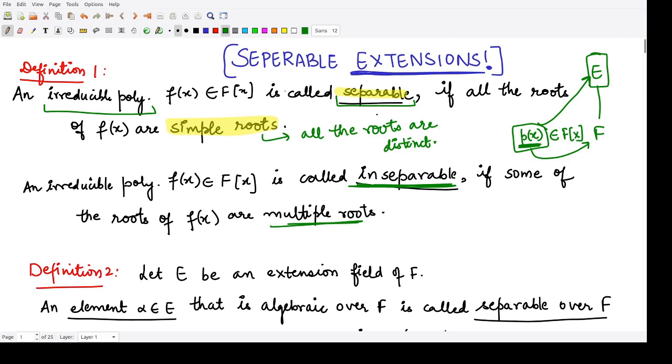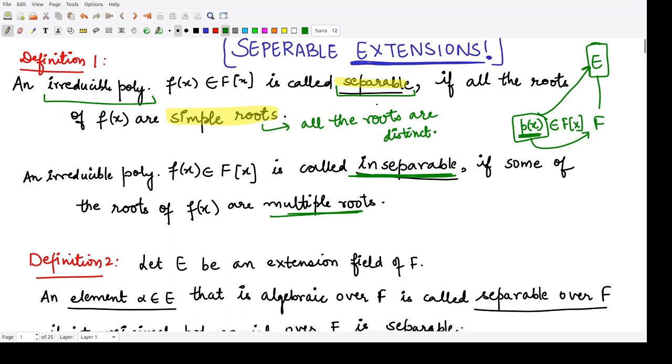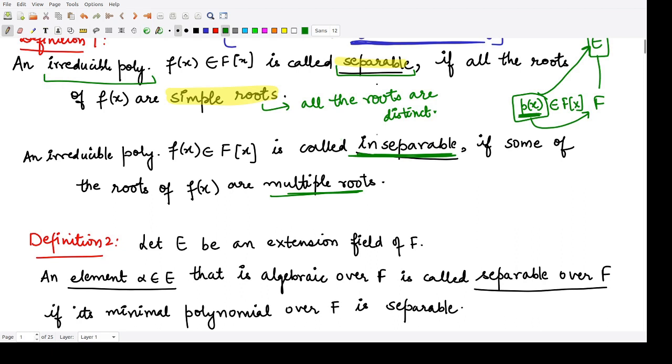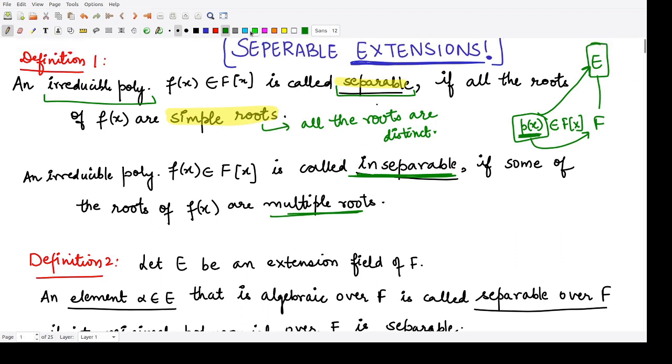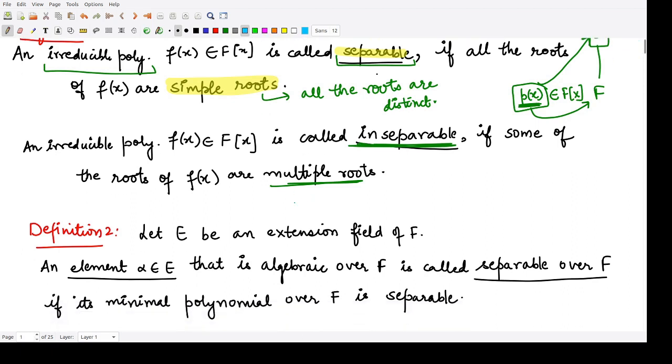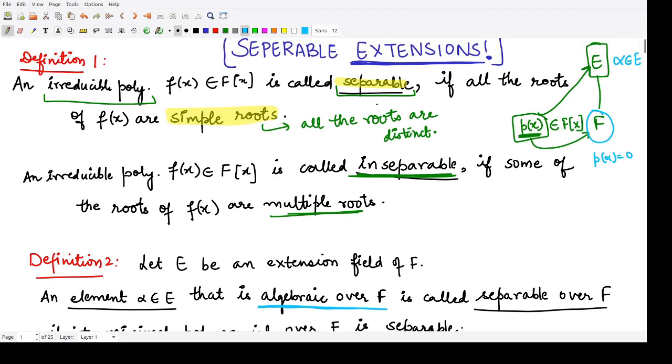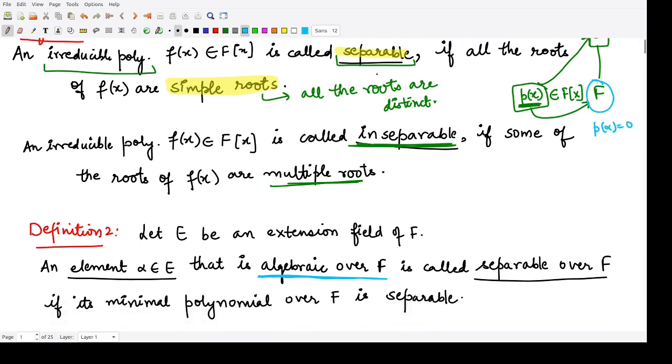So that is about the polynomial. Next we define what a separable element is. A separable element is present in the extension field. We say alpha belonging to E is algebraic over F. What do you mean by algebraic? It means that for this element you would have a polynomial in the lower field such that it is a root of that polynomial, so p of alpha is equal to 0. We assume that alpha satisfies this property, that means alpha is algebraic over F.